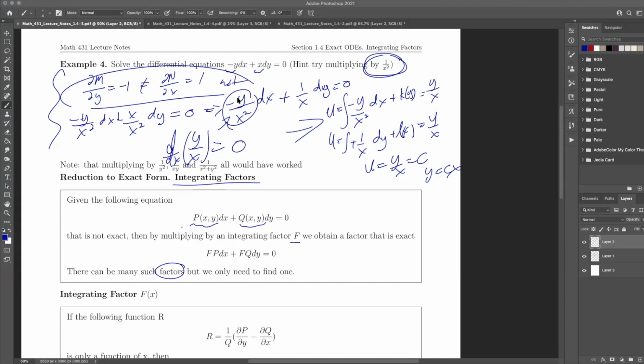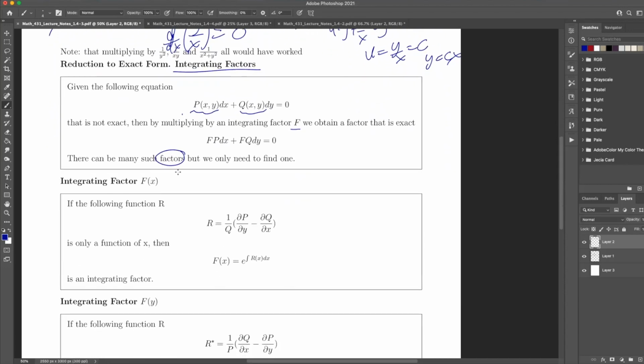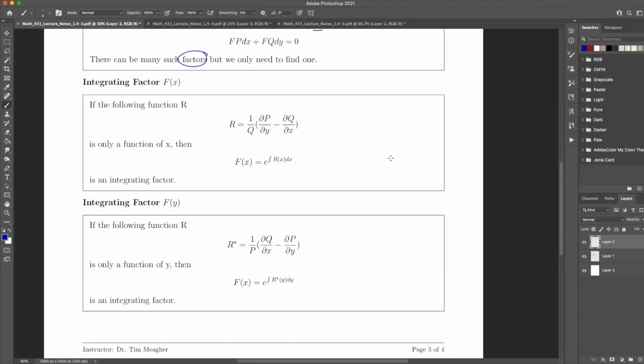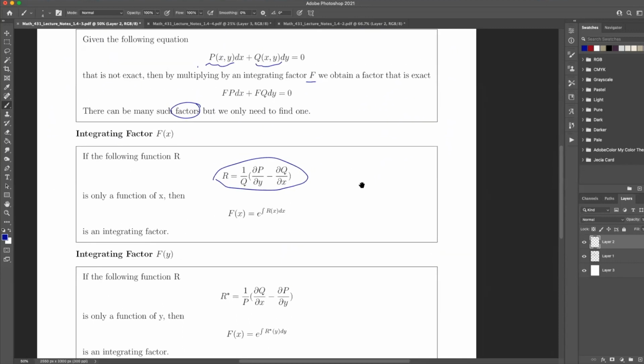All right, so anyways, by multiplying by something, you can create integrating factors. We still have another section to teach, guys, so let me move forward. But we only need to find one of these. And so you have two options, right? We're only going to introduce two things. We're going to find the following function r, and we're going to find r by calculating this big happy mess, right?